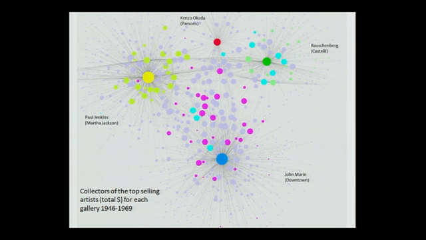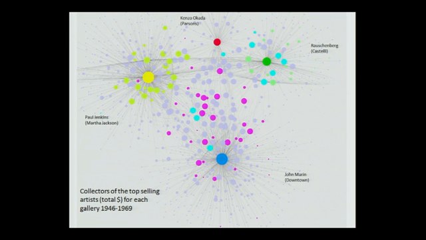It's really what questions do you ask of your data that give you the answers that actually provide some insight? And that's the trial and error that is taking a lot of time. What you see here is what I took. It was the best-selling artists for each gallery: Rauschenberg for Castelli, John Marin for Downtown, Paul Jenkins for Martha Jackson, and Kenzo Okada for Parsons. In dollar volume, they were the biggest money makers, right?